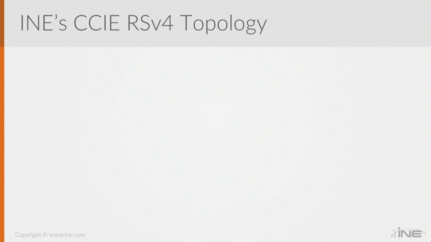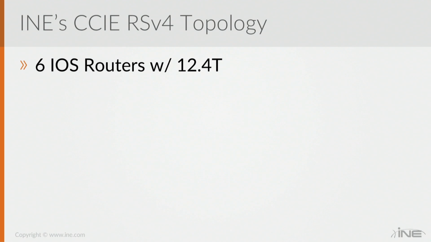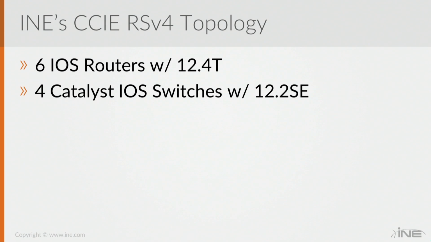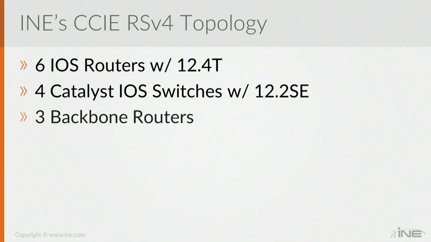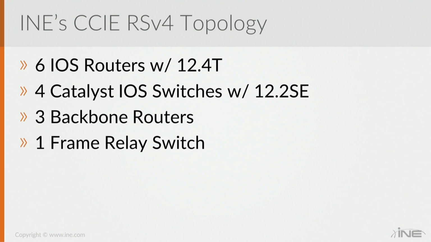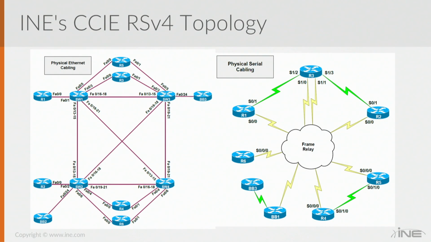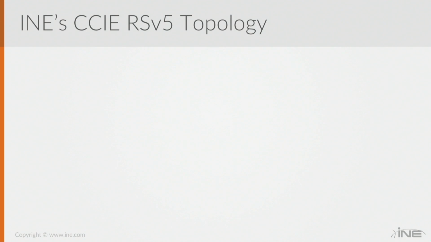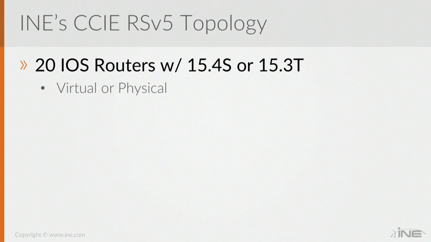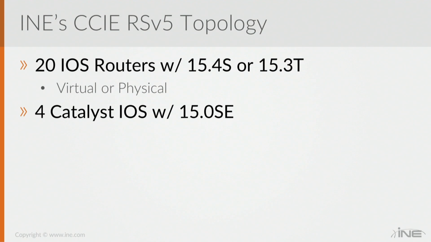Now for our previous topology, we were using 6 routers with 12.4T and 4 switches with 12.2 SE, 3 backbone routers, and a frame relay switch. So from a visual point of view, there was a lot of serial connectivity in this previous topology, both to the frame relay switch and to the routers as back-to-back links. The new topology that we're going to be using is 20 virtual routers and 4 physical switches.